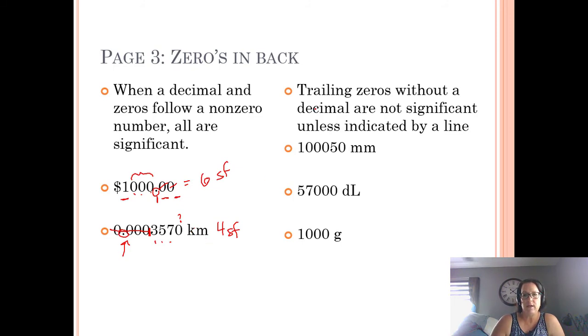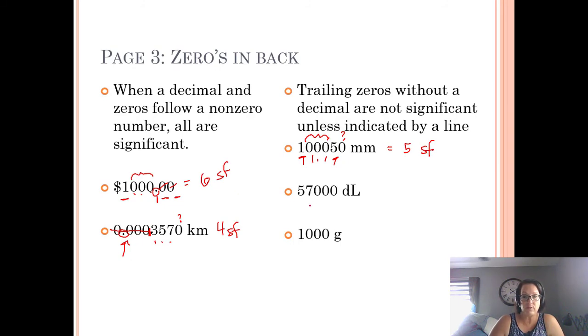Okay, so now these numbers over on the other side, notice there's no decimal here. So the 1 counts, the 5 counts, the zeros in between count, but what about the 0 on the end? I don't have a decimal, which means it's an estimate. It's somewhere around 100,050. So we don't count that 0 at the end as being measured. So for counting sig figs, it's going to be 1, 2, 3, 4, 5. So this equals 5 sig figs.